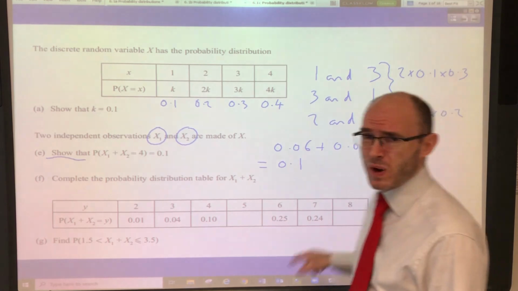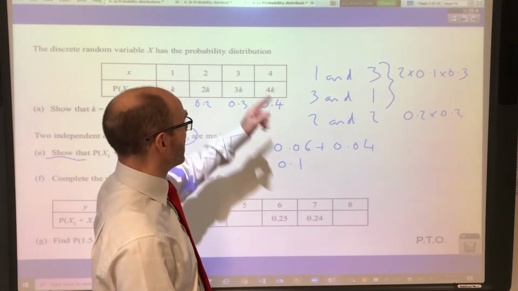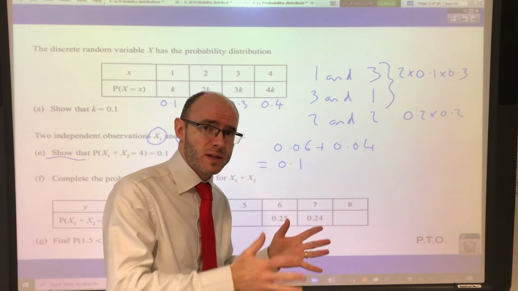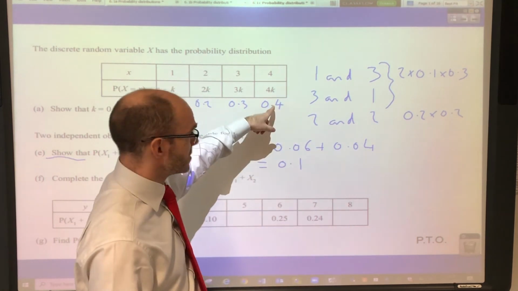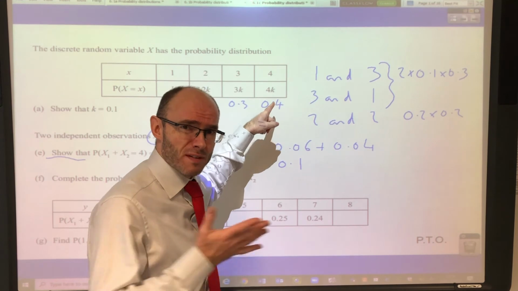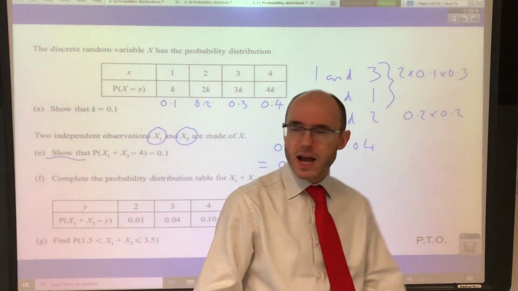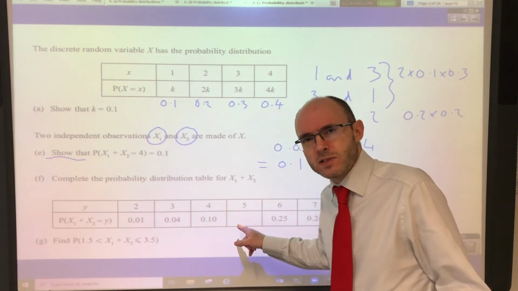Because there's only one way of getting a total of 8, isn't there? You've got to have both of them getting a 4. Roll a 4, roll another 4, that's it. There's no other way of doing it. So this one is pretty easy. 0.4 times 0.4. We can fill it in now. 0.16.